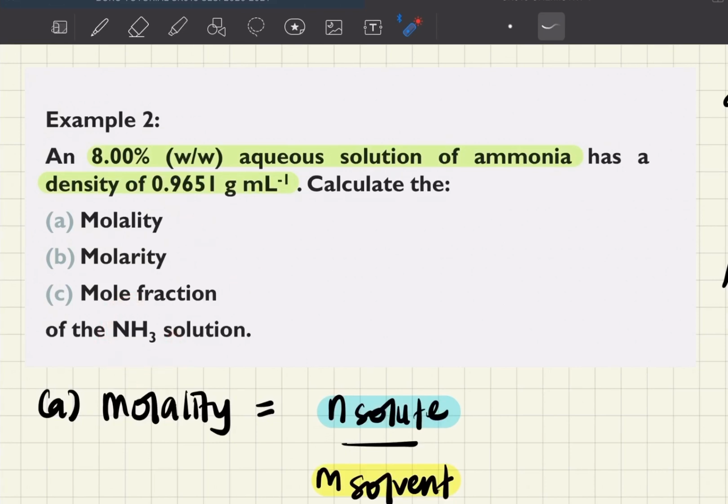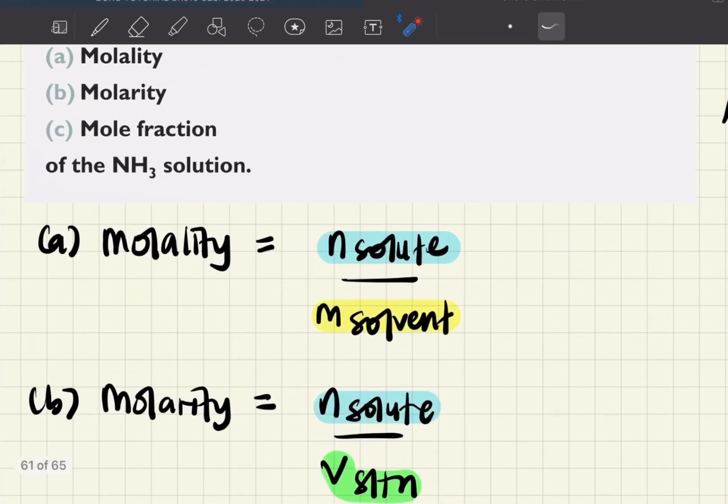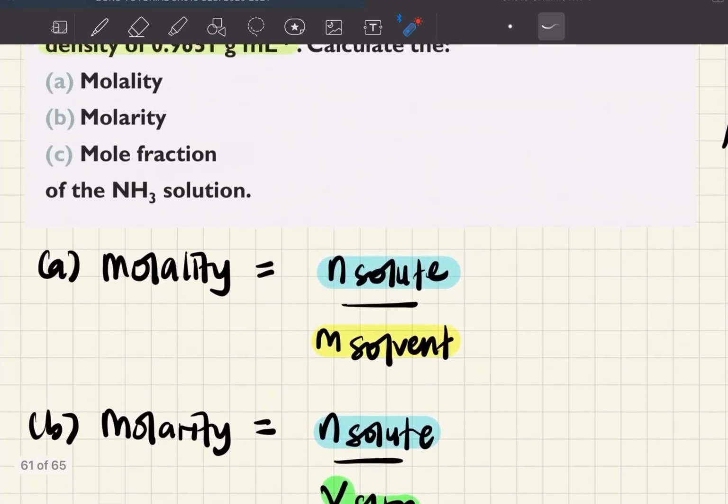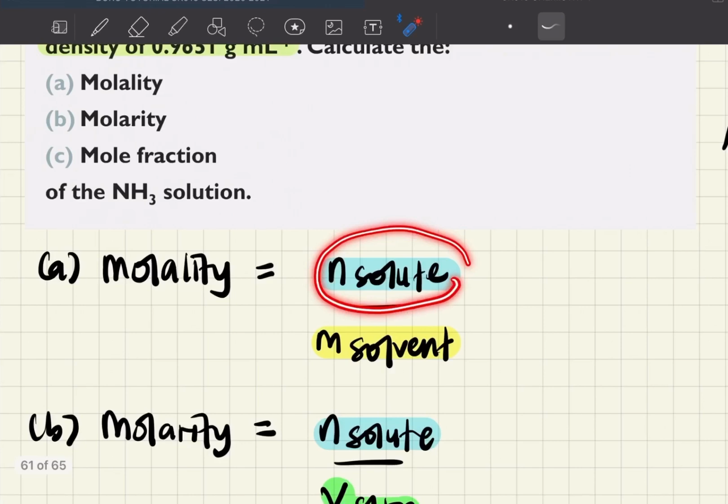Okay, so we should extract out our information. So here we have the percentage by mass and the density of the solution. Okay, and then we want to find molality, molarity and mole fraction. So let's start with molality. We need to find the mole of solute and the mass of solvent.